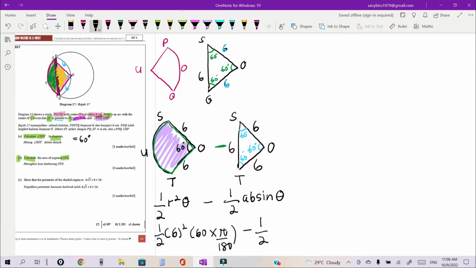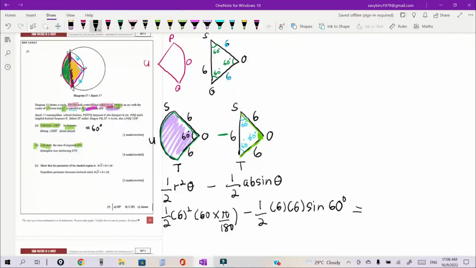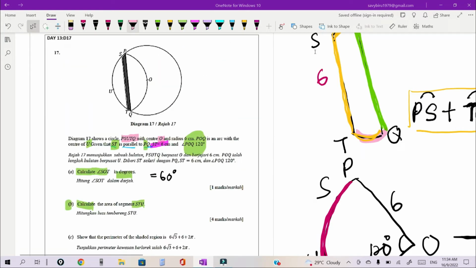Let's say you are using this side and this side, so you must use this angle. So half times 6 times 6 sin 60. You will get 3.263. Next, C. Show that the perimeter of the shaded region is 6 plus 6π plus 2π.